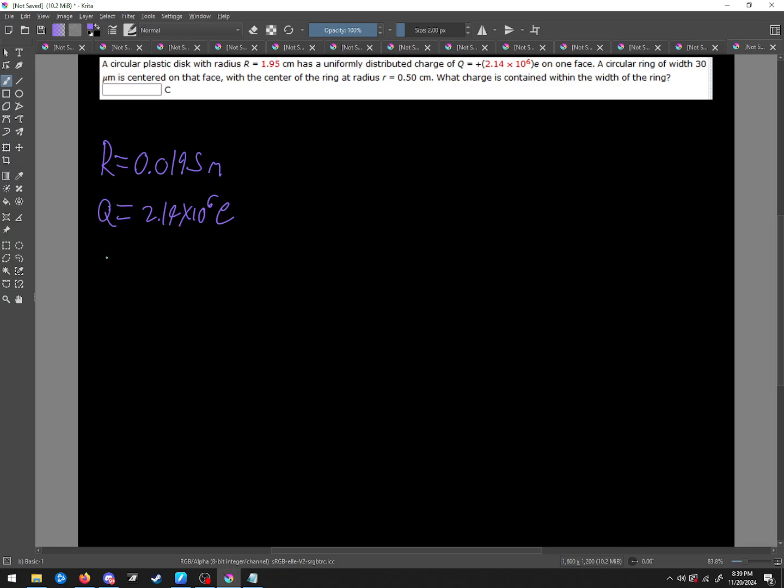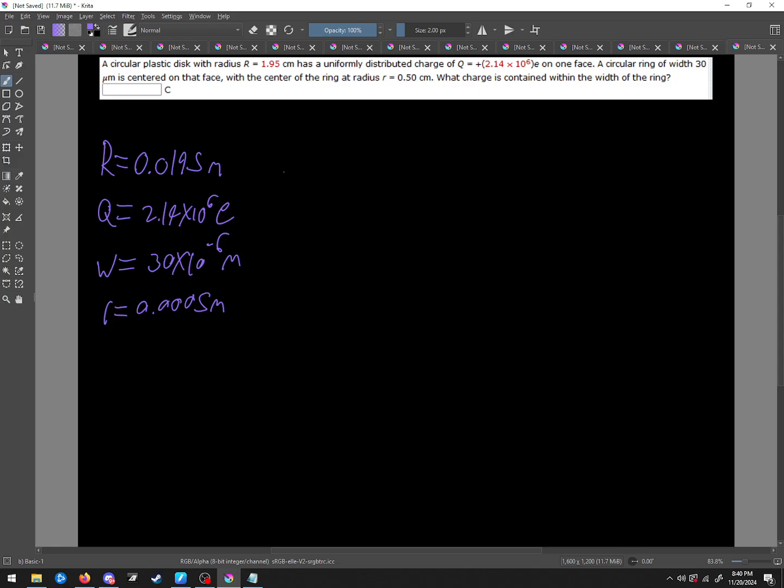So call the width w, 30 times 10 to the negative 6 meter, and radius r equals 0.0005 meters. Okay, now we're asked what's the charge on the ring.